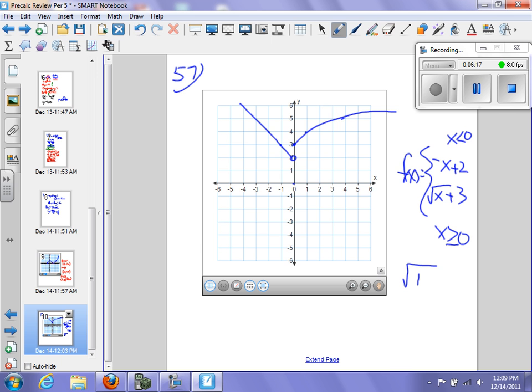The key to graphing piecewise functions is to look at your domain and just graph them one piece at a time. So essentially, cover up the part that you're not doing. Does that make sense? Okay.